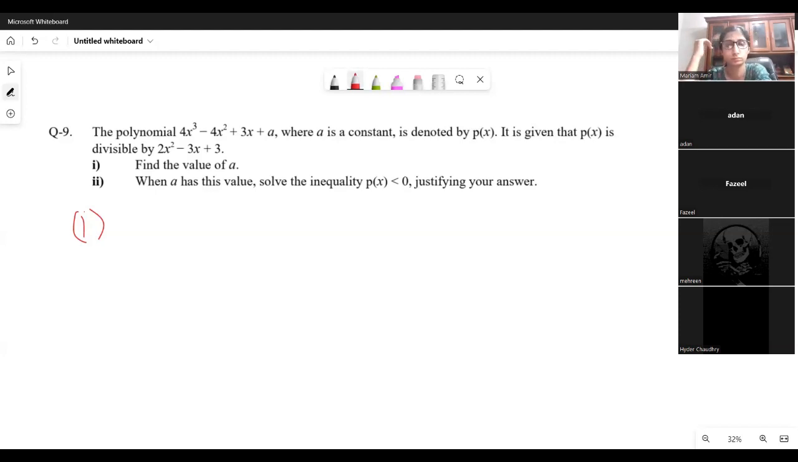Ma'am, can you tell the answer? A is equals to 3. आया मेरी ये? Yes, ma'am. ठीक है. Now do part 2. I'm done with part 2. तो आप उसका भी बता सकते हैं?